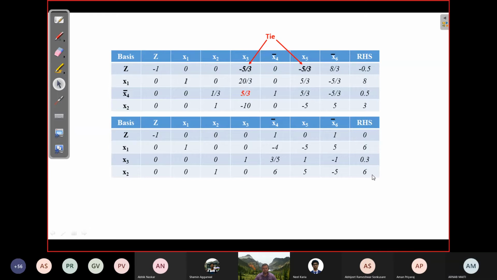Yes, sir. So x3 had entered the base, and which one had left? X4 had left, right? This is the artificial variable x4 had left. Okay. So suppose you would have chosen x5 as the entering one, then which solution would I have got? Suppose x5 had entered, and similarly x4 would leave, right? Then which solution would I have got?